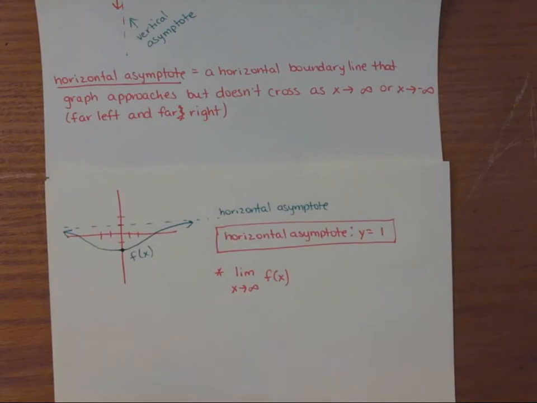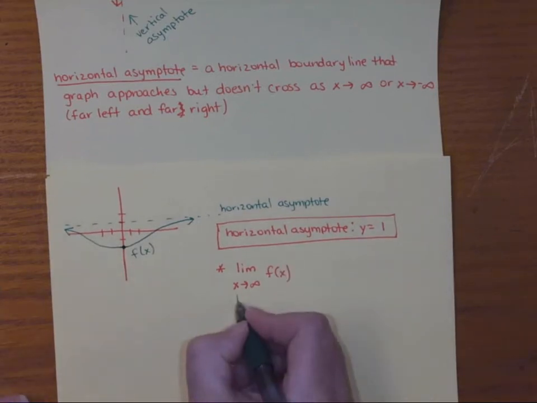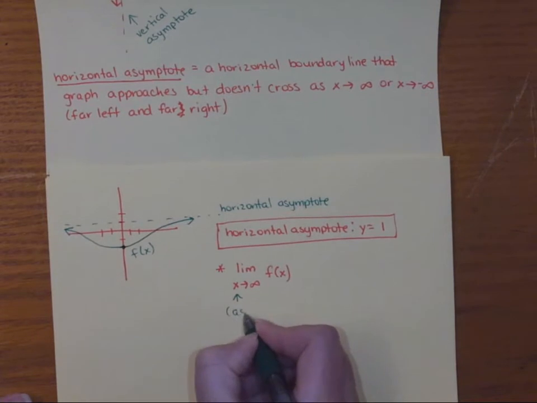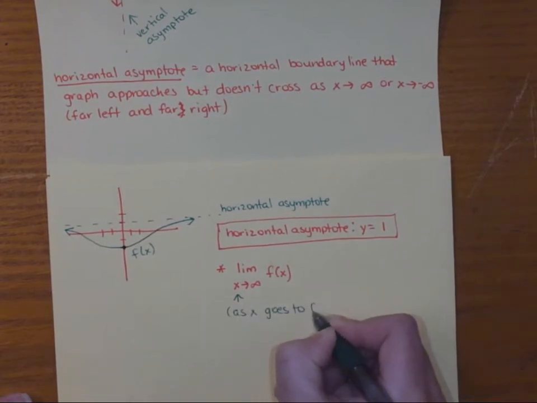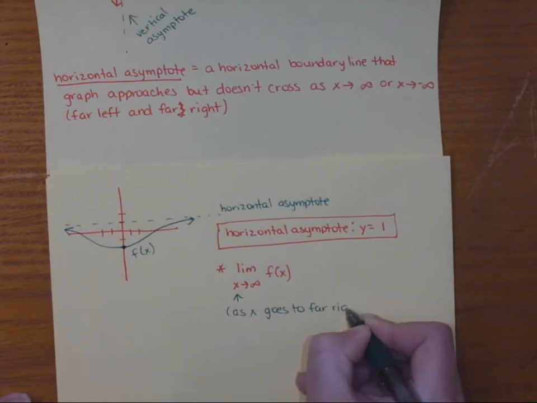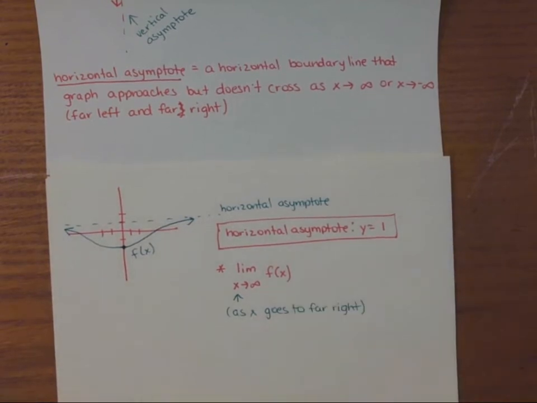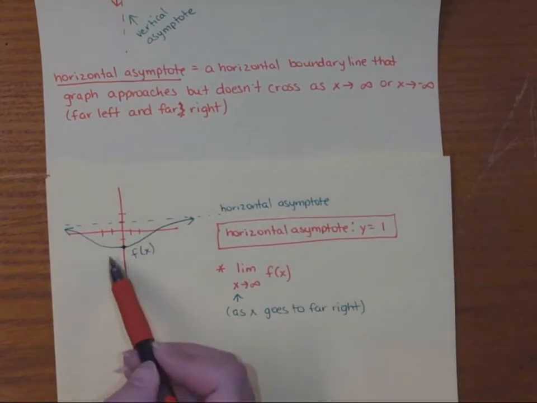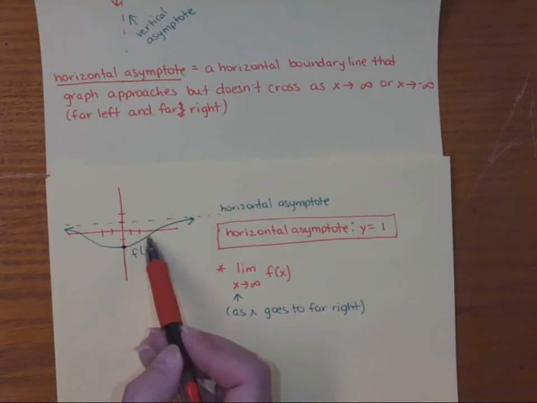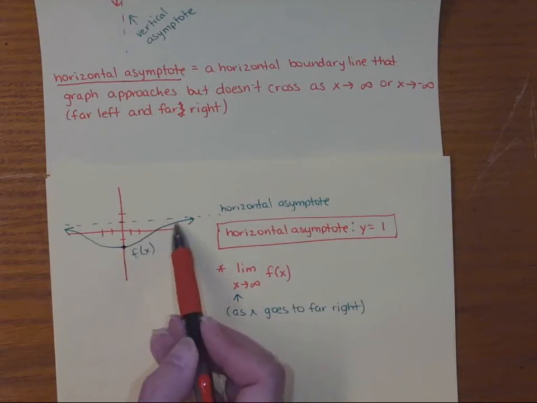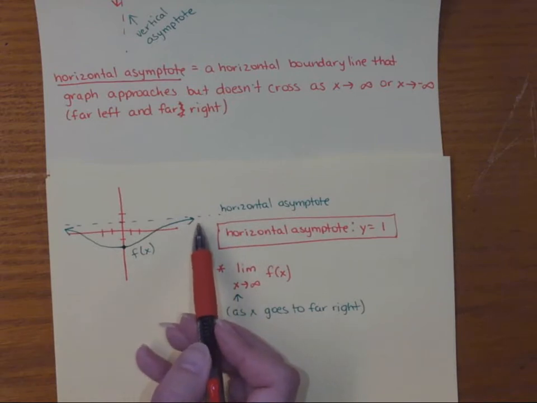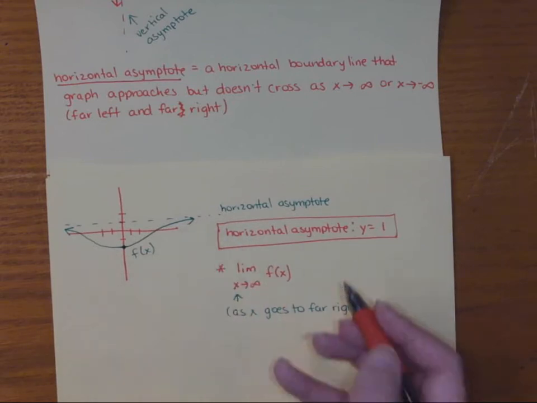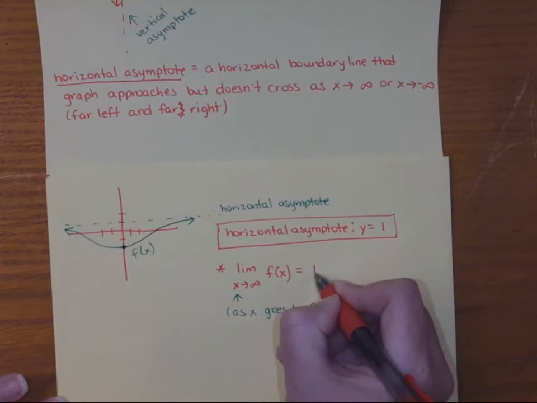In other words, this means as x goes to the far right. Because if we're traveling towards x equals infinity, then we're traveling to the right. So picture yourself as an ant on this graph, crawling along, going as far as you can to the right. What is the y value going towards, closer and closer the further out you go? The answer is 1.